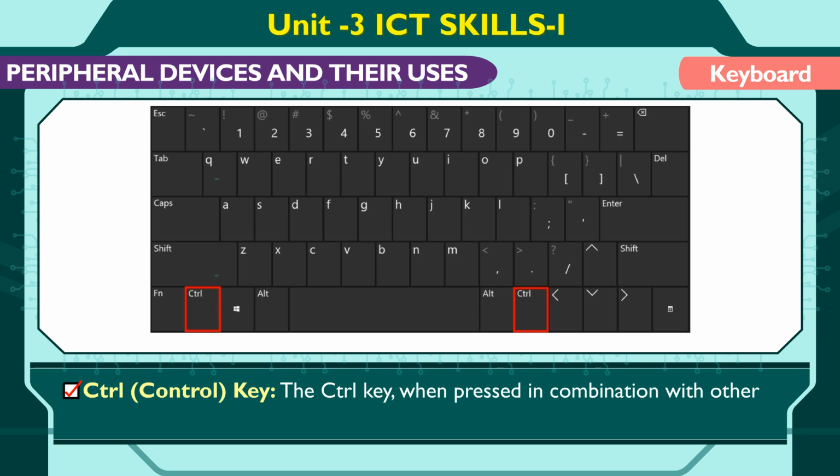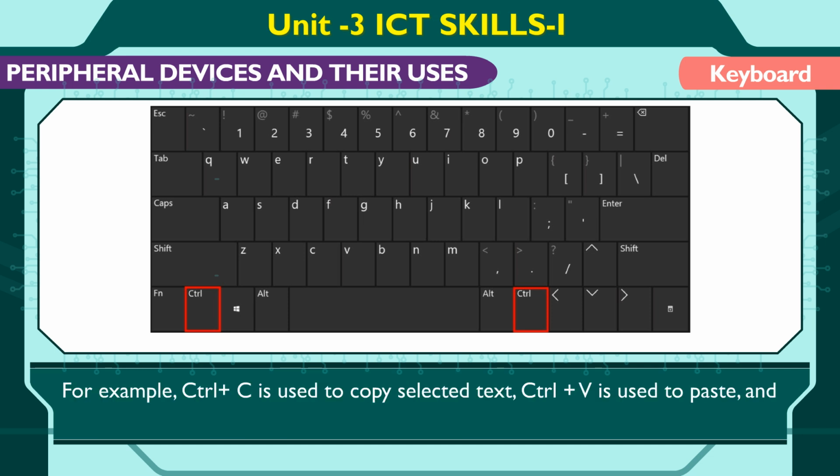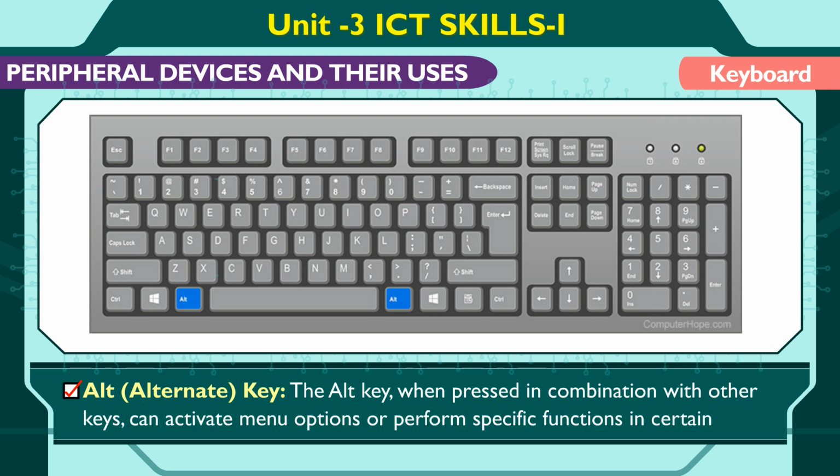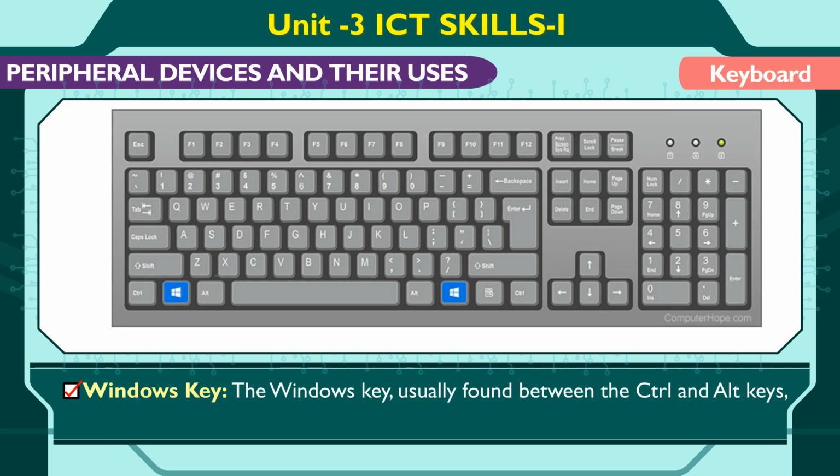Control key. The control key, when pressed in combination with other keys, performs various keyboard shortcuts. For example, Ctrl+C is used to copy selected text, Ctrl+V is used to paste, and Ctrl+Z is used to undo an action. The Alt key, when pressed in combination with other keys, can activate menu options or perform specific functions in certain applications.